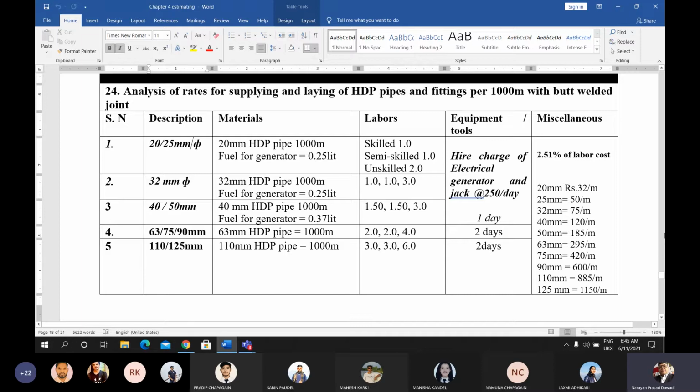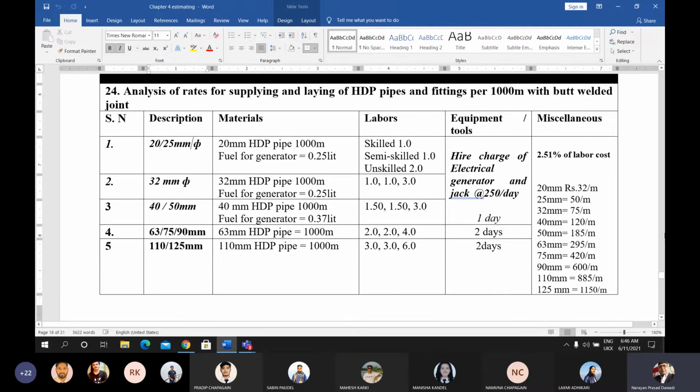And for the 63, 75, and 90 diameter 1000-meter pipe, the equipment and tools may be required for 2 days. We cannot lay this diameter pipe in a day. That's why the duration is 2 days. And 2 into 250, it will cost 500 rupees. In this way we can do rate analysis for each and every diameter of the pipe. If the diameter is not specified, you can do for 90 diameter or 50 diameter. If the diameter is specified, do for that diameter. You can do for any diameter.